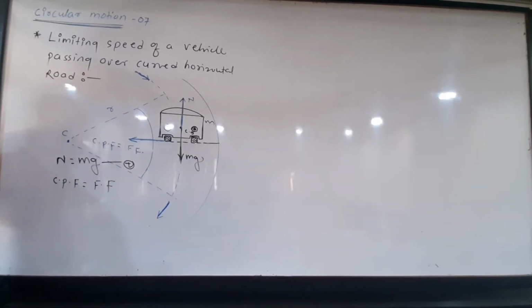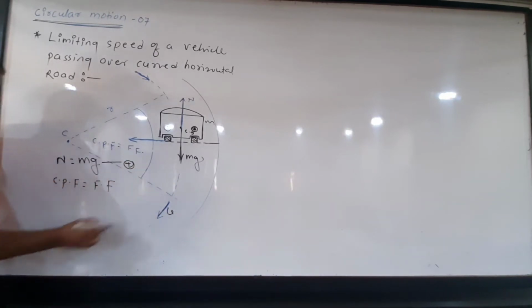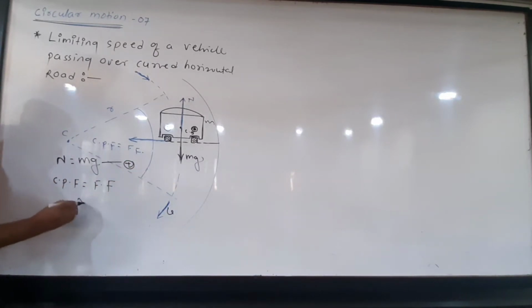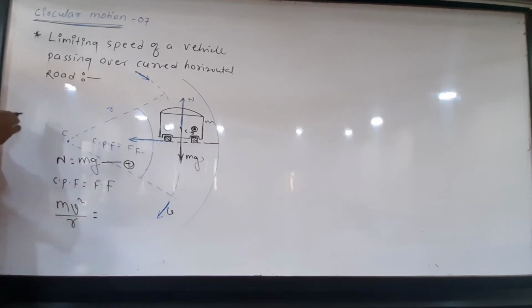So the question arises, what is the centripetal force? If the vehicle is moving with speed v, then centripetal force is mv square upon r. We have already seen that. And what is the frictional force? We have seen in the 11th class that frictional force is directly proportional to normal reaction. That is called the first law of friction.